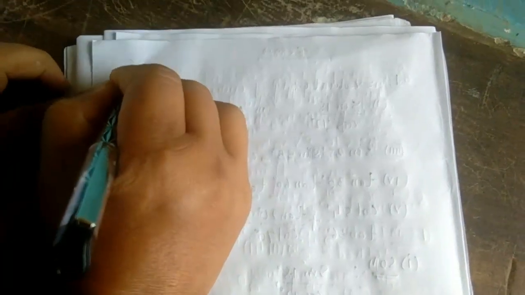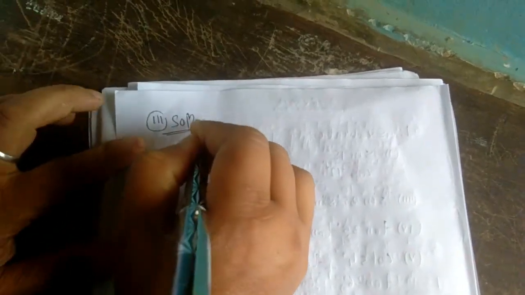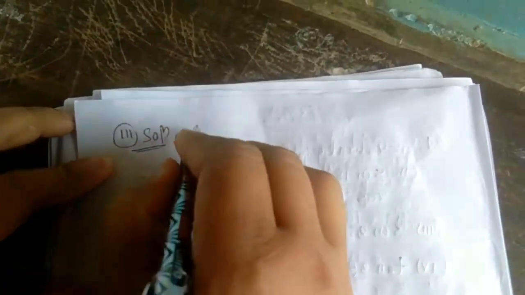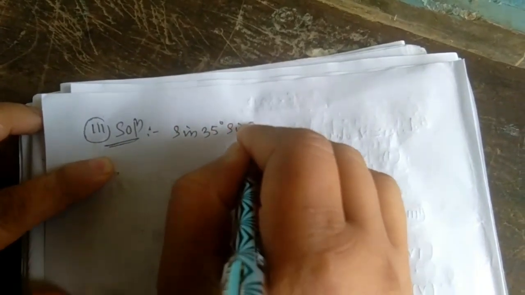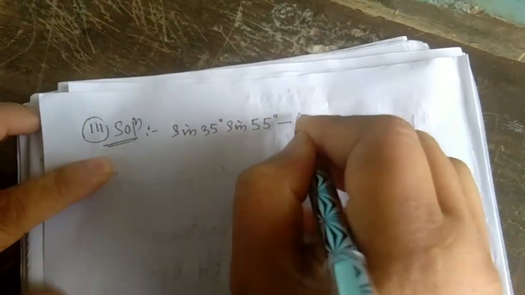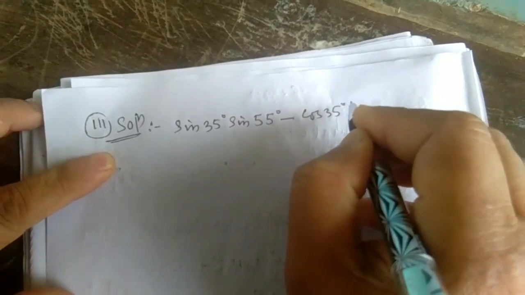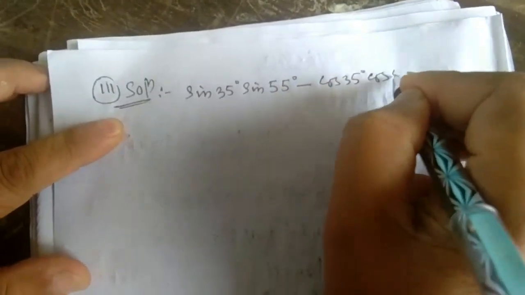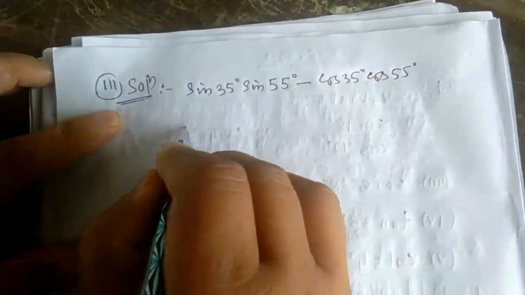Okay, solution to question number 3. Sin 35 degree into sine 55 degree minus cos 35 degree into cos 55 degree. Okay, so same as before.